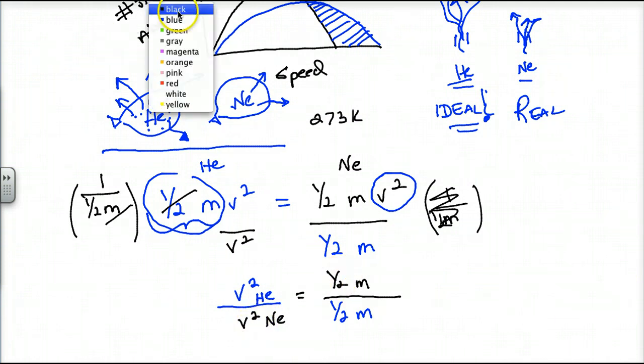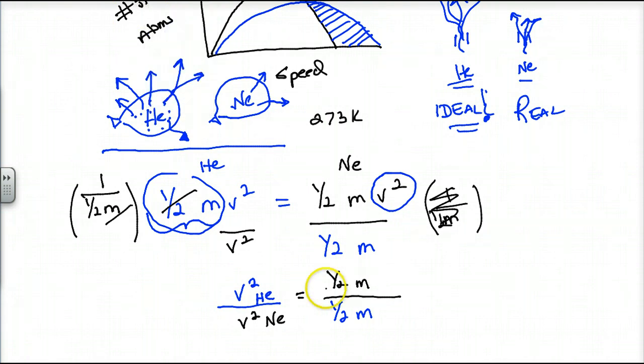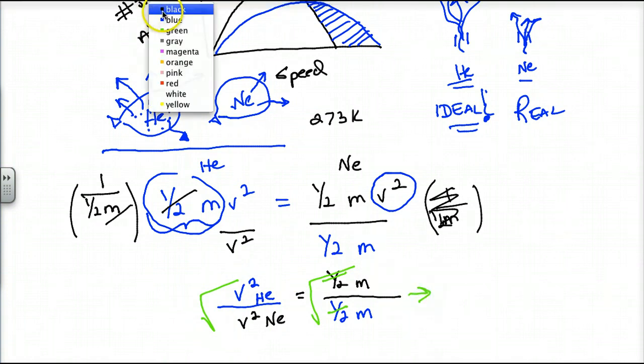Now I can do some canceling here, can't we? People are probably saying that already. I'm going to cancel out the halves. I can't cancel out these masses because they're different atoms. Okay, I'm going to get rid of the square, so I'm going to square root both sides. Well, what does this give me? Let's go back to back.